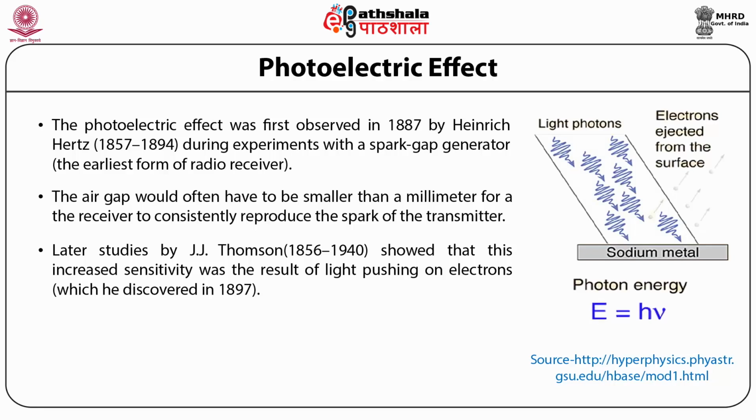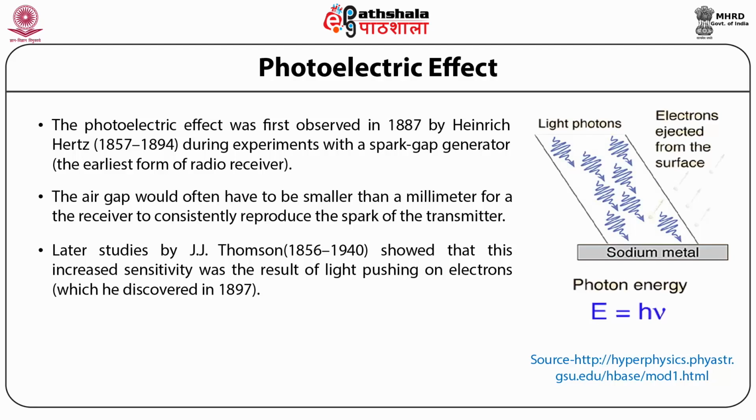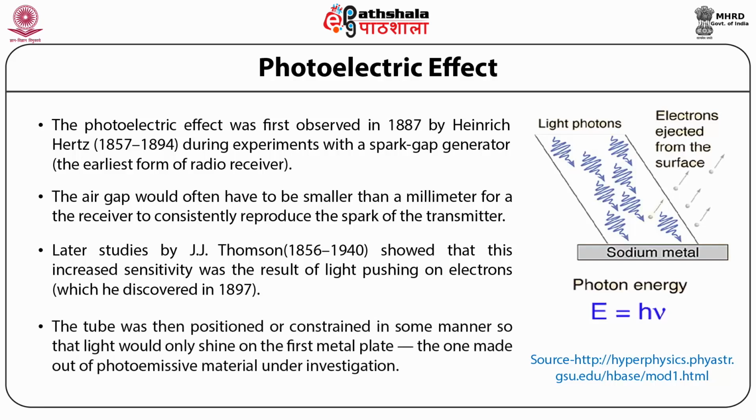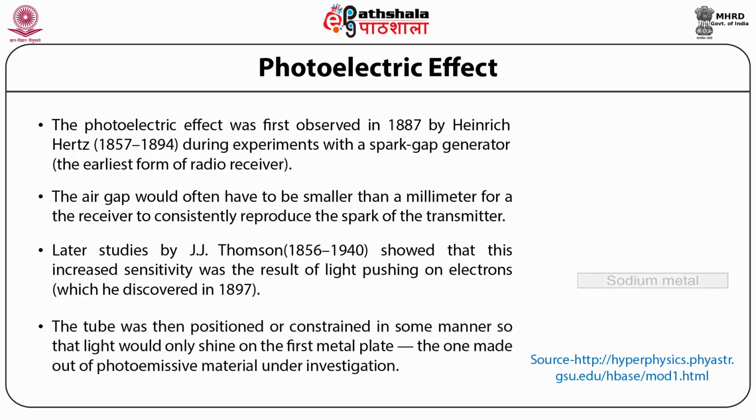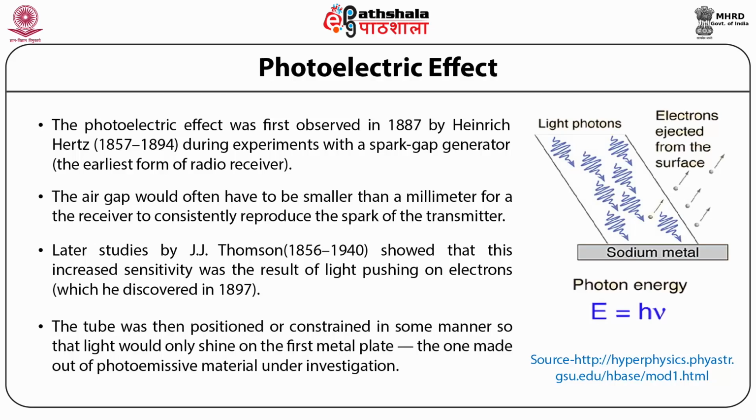It was Philipp Lenard, an assistant of Hertz, who performed the earliest definitive studies of the photoelectric effect. Lenard used metal surfaces that were first cleaned and then held under a vacuum so that the effect might be studied on the metal alone and not be affected by any other surface contaminants or oxidation. The metal sample was housed in an evacuated glass tube with a second metal plate mounted on the opposite side. The tube was then positioned or constrained in some manner so that light would only shine on the first metal plate, the one made out of the photoemission material under investigation. Such a tube is called a photocell or an electric eye.